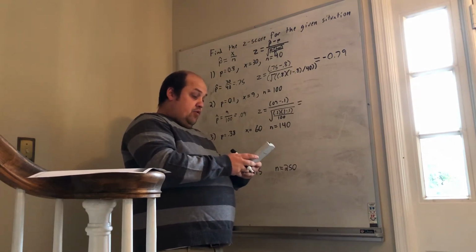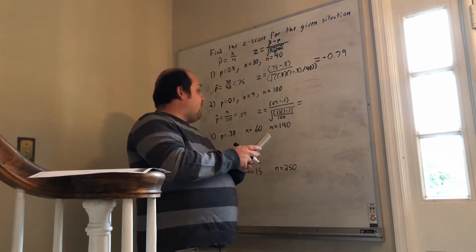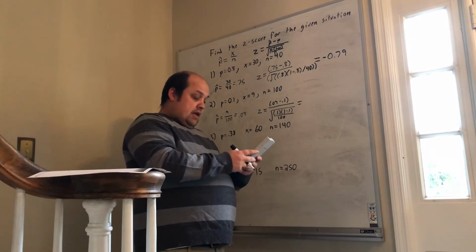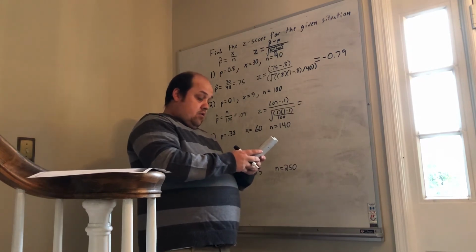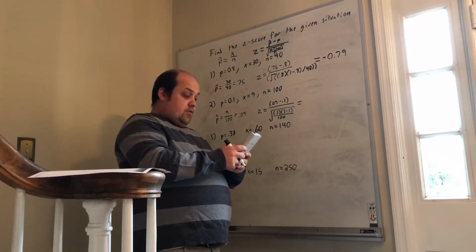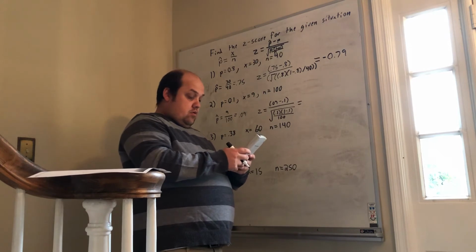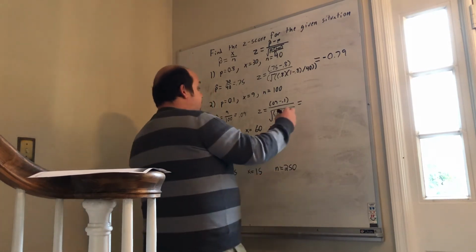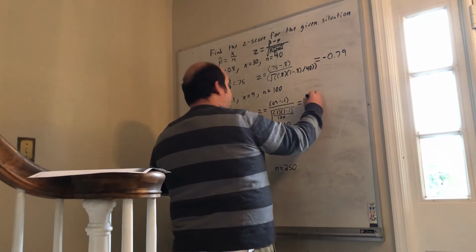I make sure that when I'm doing the root, I'm using the value of p, not p hat. So it's based on the 0.1, not on the 0.09. And I make sure that I'm dividing by 100, still under that square root. When I put all that in, I get a z-score of negative 0.33.